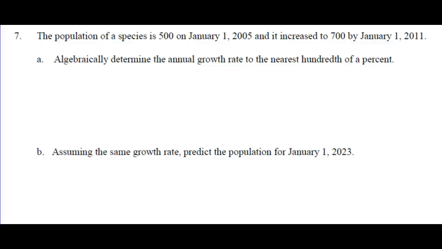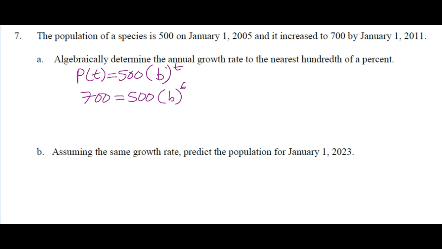Population of a species is 500 on January 1st, 2000, and it increased to 700 by January 1st, 2011. Algebraically determine the annual growth rate to the nearest hundredth of a percent. Okay, growth rate. So P of T is equal to, our initial was 500, and it increased to 700, but how long did it take? 6 years. So let's just write this out like this, and then we'll go 700. So the amount we have is 500 times our growth rate to the power of 6.